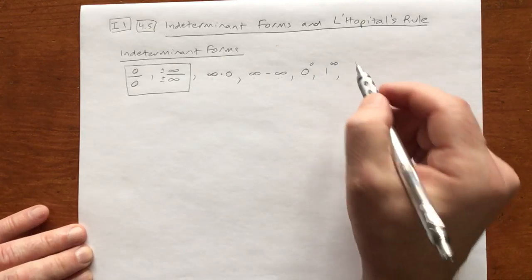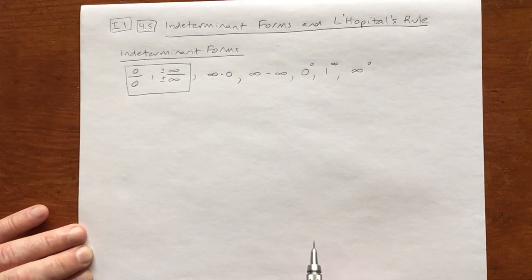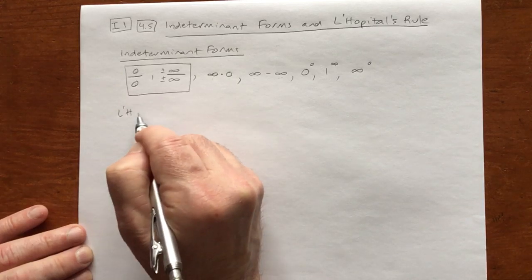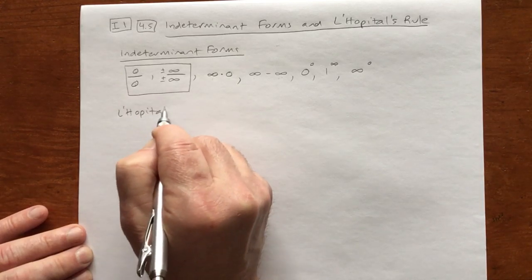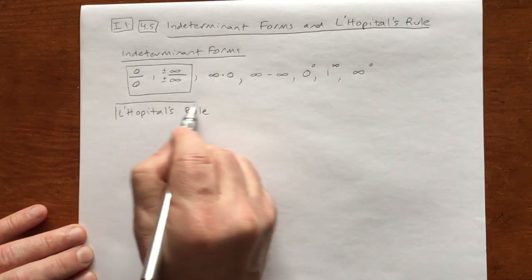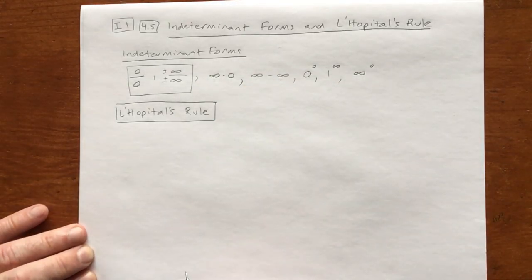And the last one we'll talk about, infinity to the 0 power. Once again, an indeterminate form. And so a mathematician named L'Hopital came up with this very simple idea. And this is typically a student's favorite method for evaluating limits when they're difficult.